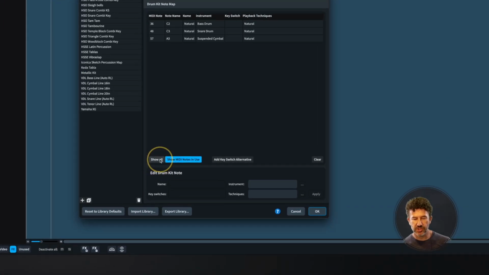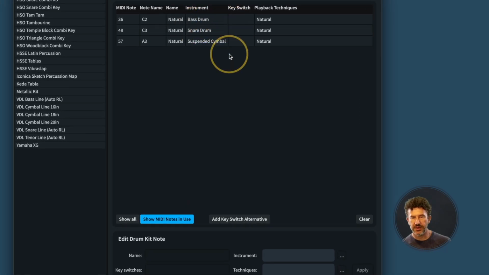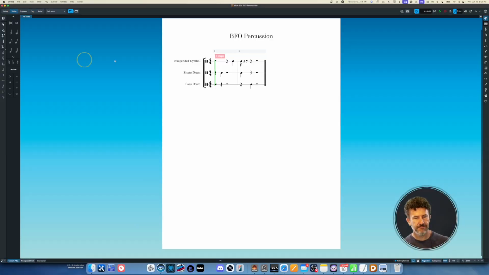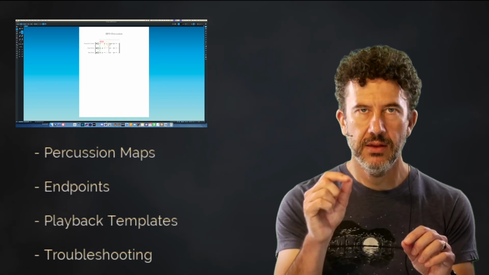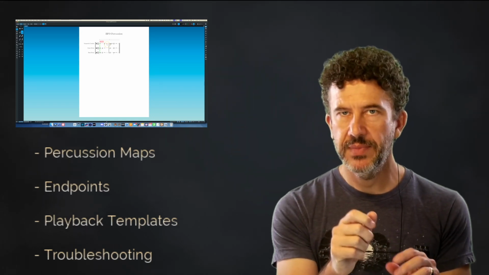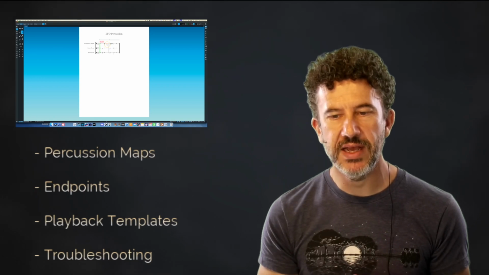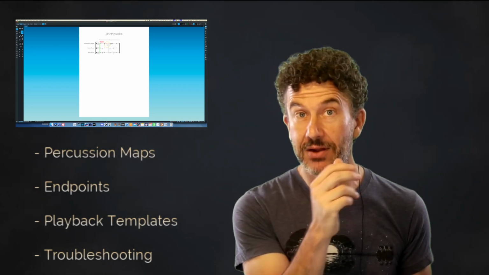You can choose between showing all or just showing MIDI notes that are in use. These are the ones that I've already set up. All right. And then you come in over here, and I have notes set up. There's my bass drum, and there's my snare, and there's my suspended cymbal. So these are sending out the exact MIDI note, out the exact MIDI port. The MIDI channel here is basically always channel 1.